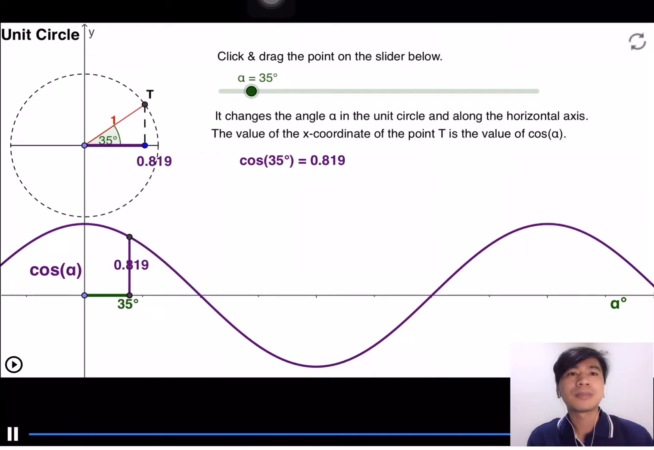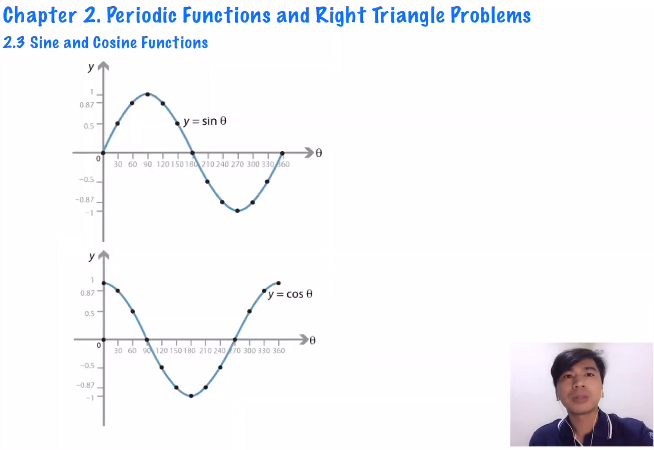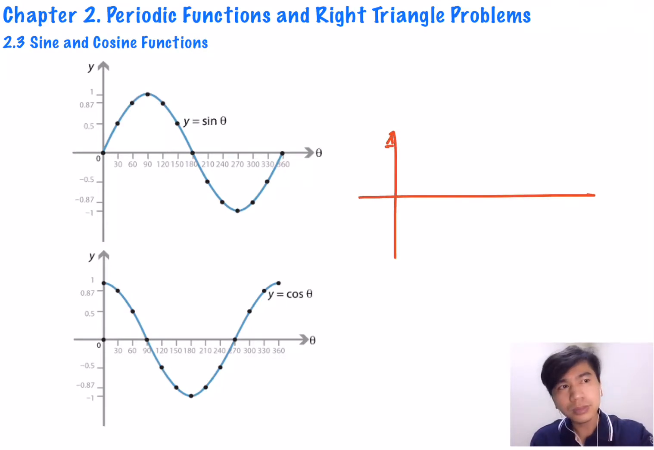So if we have that, then we can plot y equal with cos theta and y equal with sin theta. This is what the graph looks like. If you are told to graph it, then this is how you are going to do it. Make two axes. Don't forget to label the axes.